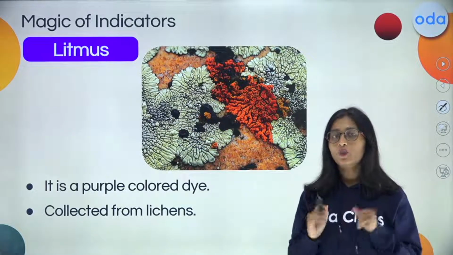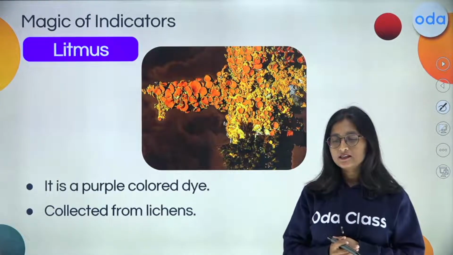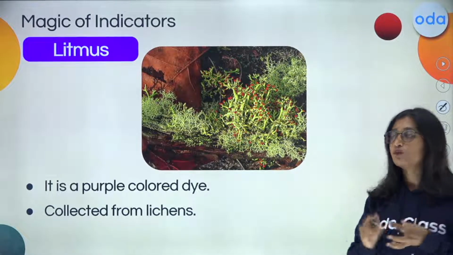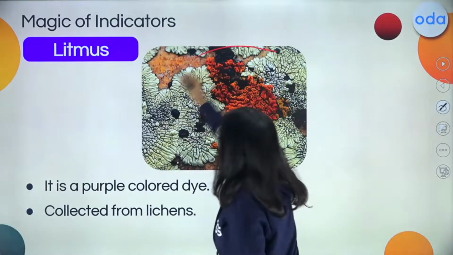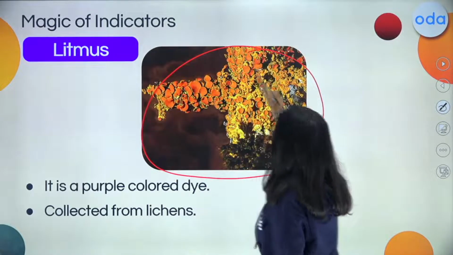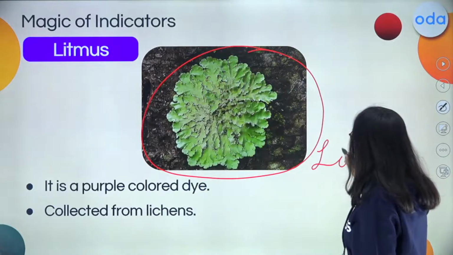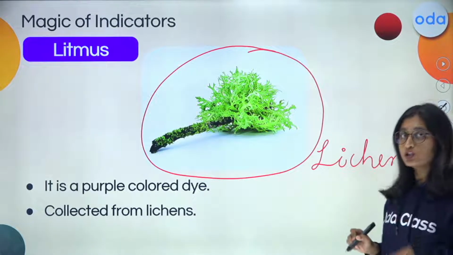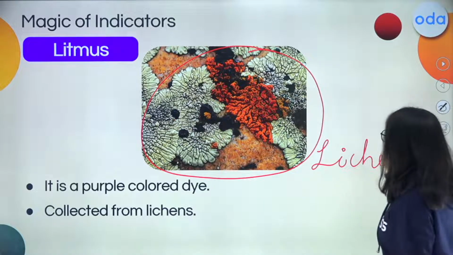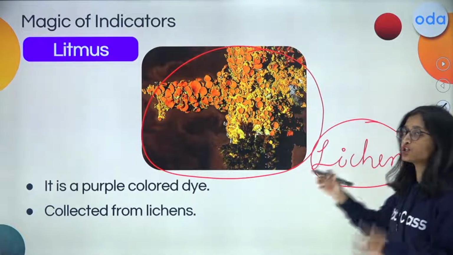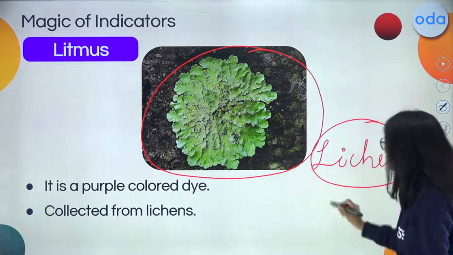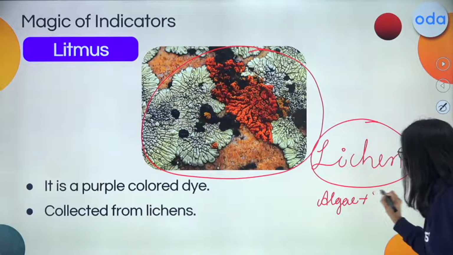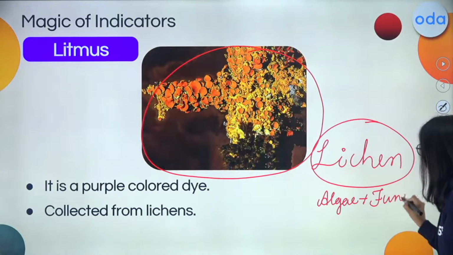Now, the third one is going to be the litmus. Let me tell you that litmus is derived from lichen. This is the form of the lichen. Now this lichen is somewhat associated with biology. What is lichen? Lichen is basically a symbiotic association between algae and fungi.